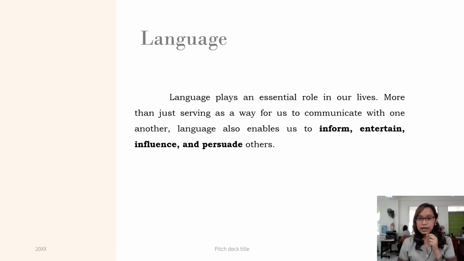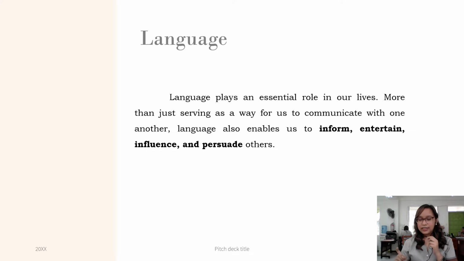Okay, so before anything else, let's review what is the role of language. So language plays an essential role in our lives. More than just serving a way for us to communicate with one another, language enables us to inform, entertain, influence, and persuade others. So I want you to remember the functions of language. The three basic functions of language is PIE. P-I-E.